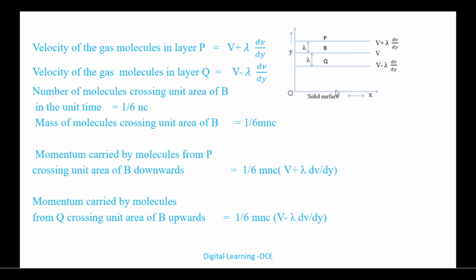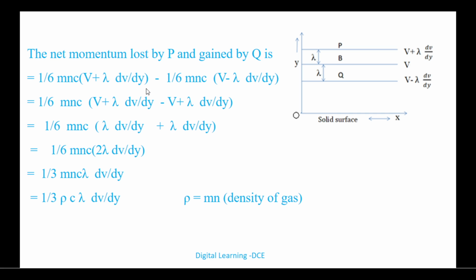Then the net transfer of momentum is given by the difference of those two. The net momentum lost by the molecules of the layer P, or the net momentum gained by the molecules of the layer Q, is equal to 1 by 6 mNc into V plus lambda dV by dy minus 1 by 6 mNc into V minus lambda dV by dy.